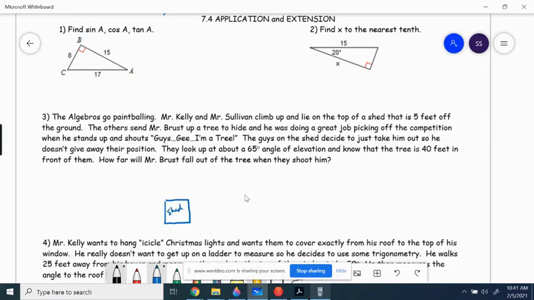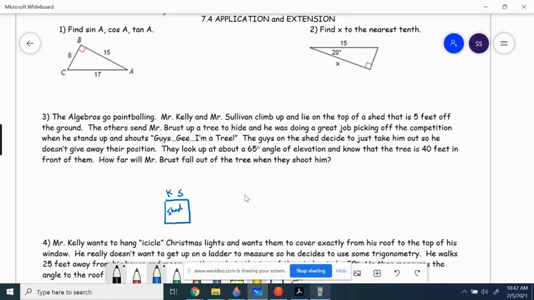And Mr. Kelly and Mr. Sullivan are on top of it, okay? So here's old Kelly and Sullivan over here. The others send Mr. Brust into a tree to hide. He was doing a great job picking up the competition when he stands up and shouts, "Gee, guys, gee, I'm in a tree."